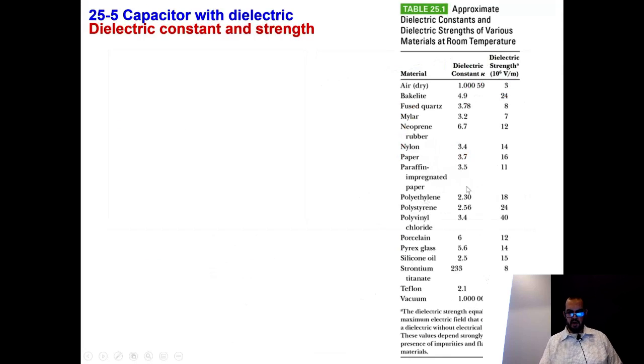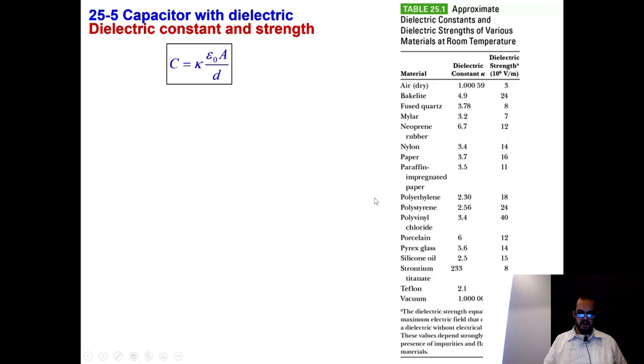Here is a table of many materials starting from air, which has a dielectric constant of 1. Notice that all the kappa values are higher than 1. Vacuum has a value of 1. But notice what happens to the dielectric strength. This is in million volts per meter. For air, it's 3 million volts per meter. But for bakelite, for example, or polystyrene, you can reach 24 million volts per meter.